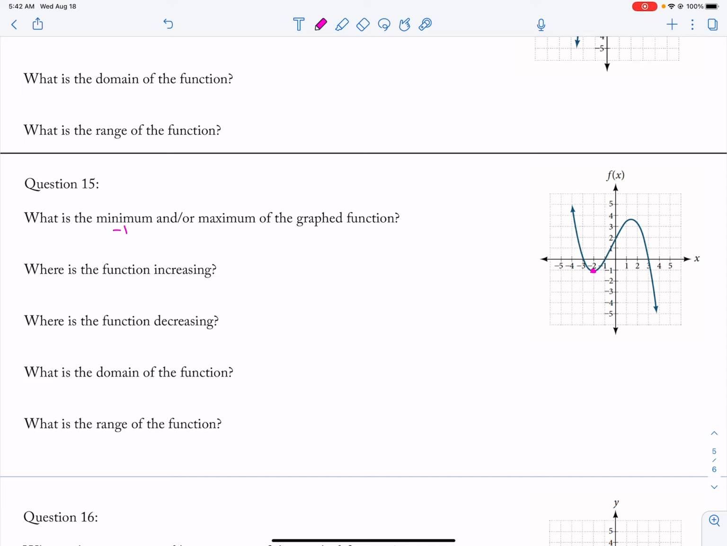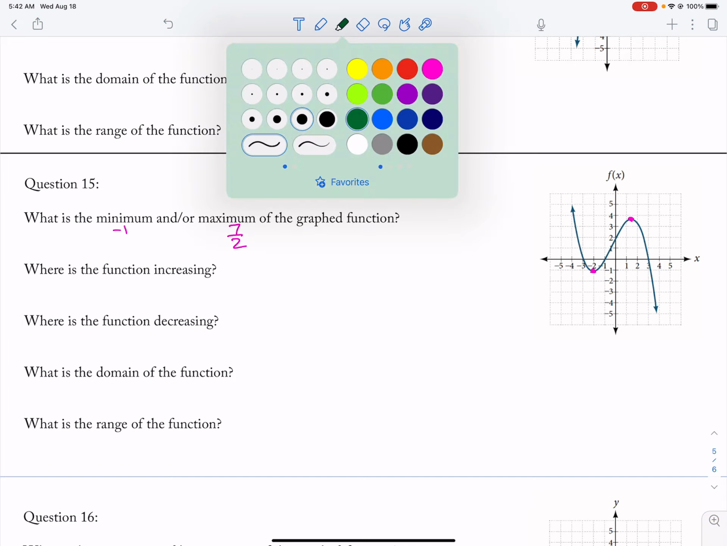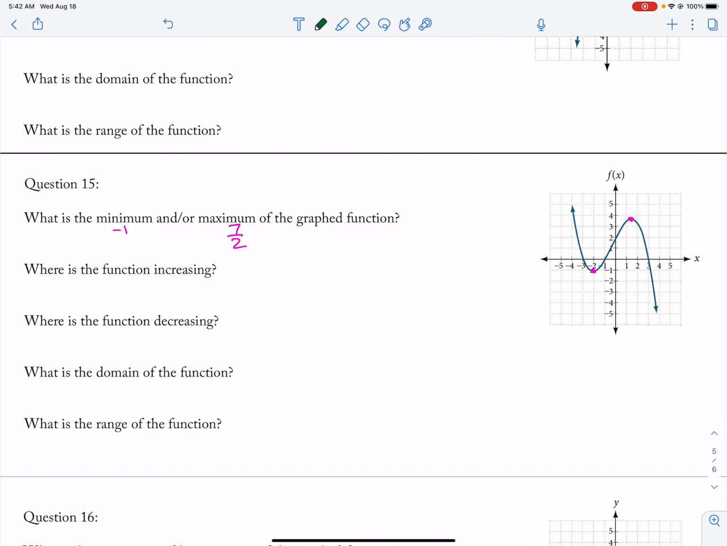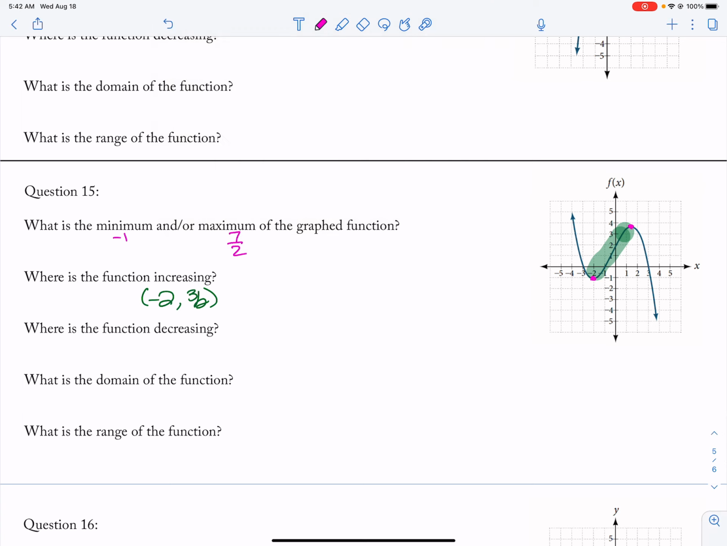Okay, and then my maximum is somewhere between here. We can just say about 3.5, so about 7/2 here is the maximum. Where is the function increasing? Let's change colors here. The function is increasing on this interval here, and I do want it in interval notation. So that is approximately from -2 to 3/2. The function is decreasing everywhere else.